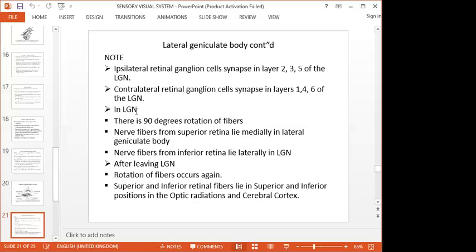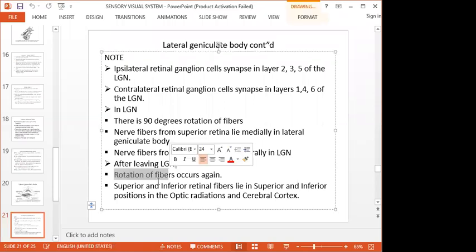In the lateral geniculate body, there is 90 degrees rotation of the fibers. Nerve fibers from the superior retina lie medially in the lateral geniculate body. The nerve fibers from the inferior retina lie laterally in the lateral geniculate. After leaving the lateral geniculate nucleus, rotation of fibers occurs again. Superior and inferior retinal fibers lie in the superior and inferior positions in the optic radiations. Back to the original now.